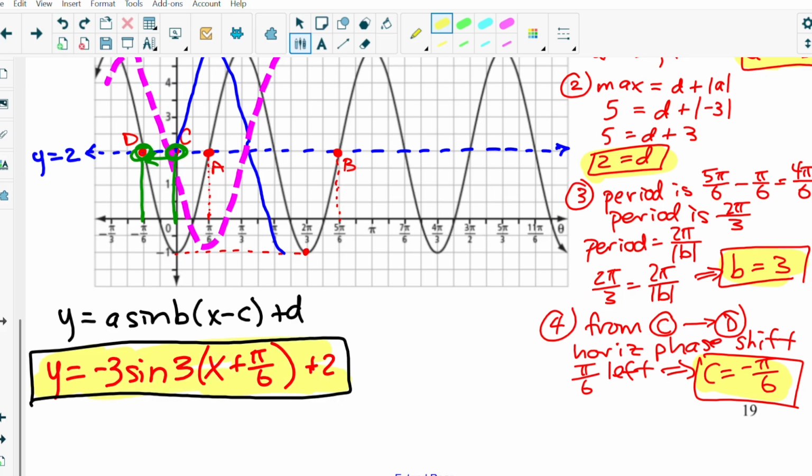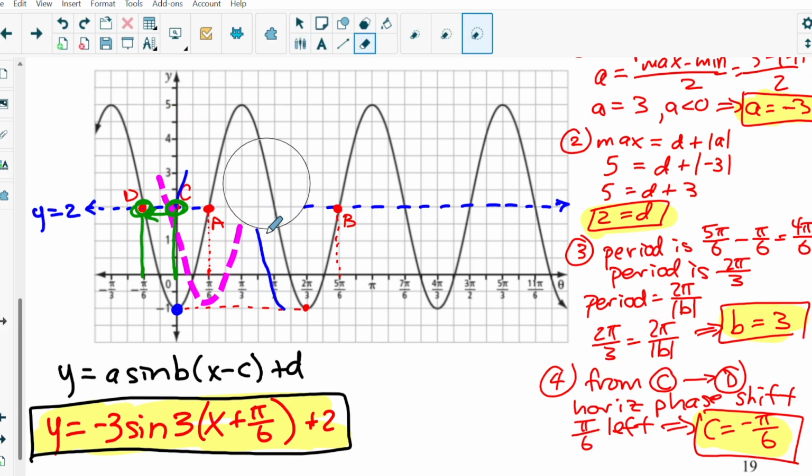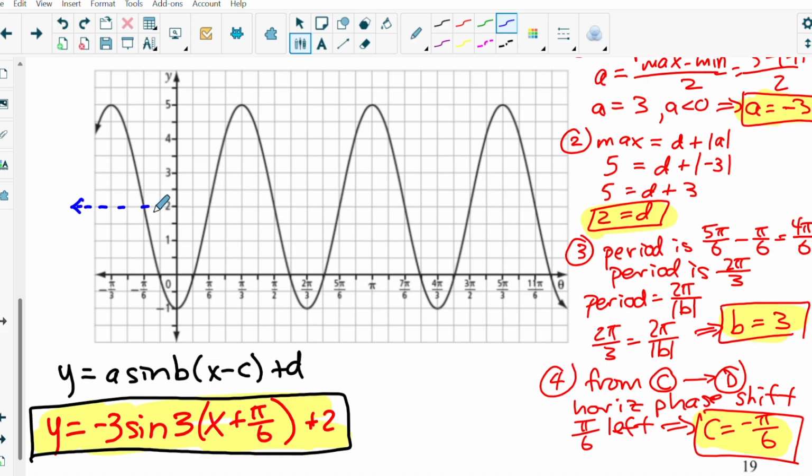It's also asking, what's the cosine version of it? Let us do this. If I put a point D right here, let me clean this up a little bit, folks. I'm going to redraw the sinusoidal axis, and then I'm going to label point E right here.